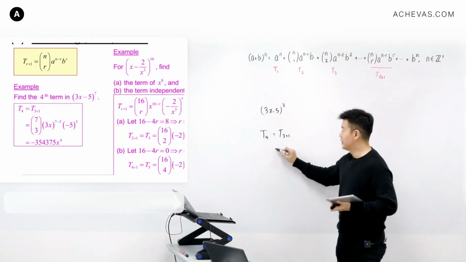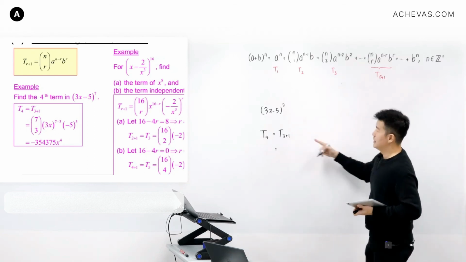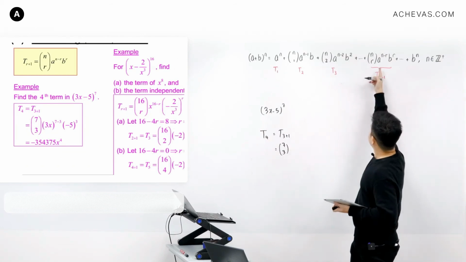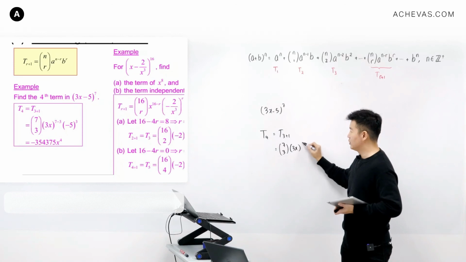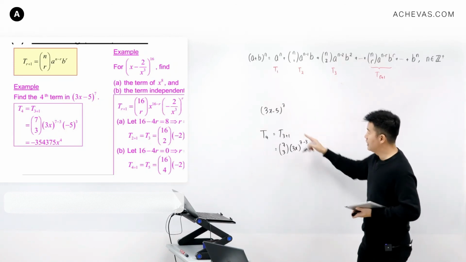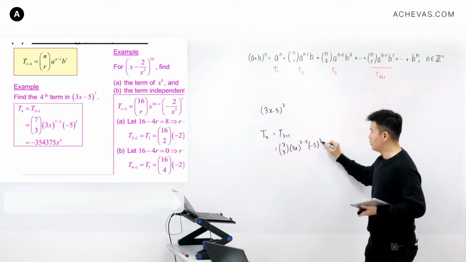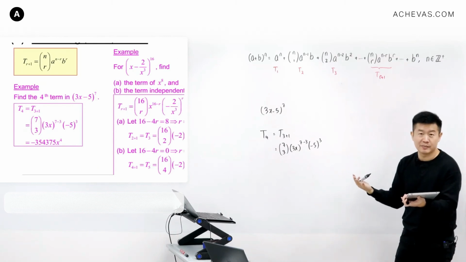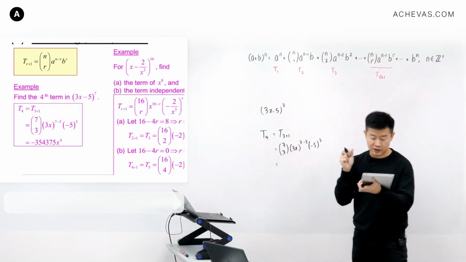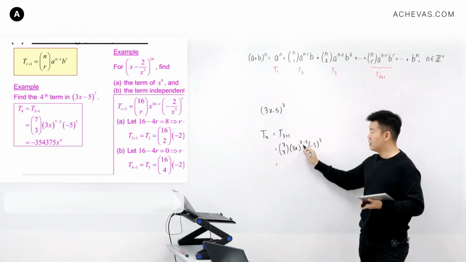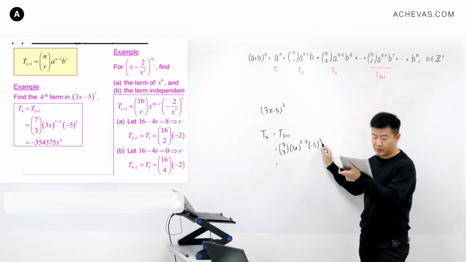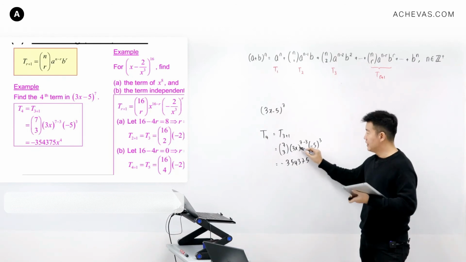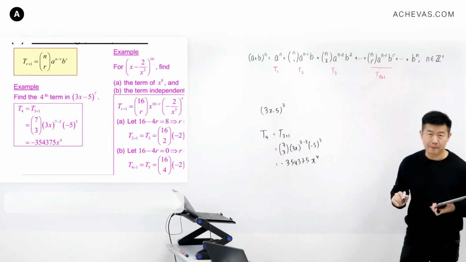TR plus 1 is going to be n, which is 7, choose R, which is 3. Then A, which is 3x here, to the power of n minus R. Then B, which is minus 5 to the power of R. So this immediately gives us the fourth term, T4. And this 7 choose 3, I'll just press it into the calculator, 3 to the power of 4, then multiply by minus 5 to the power of 3. That gives me a coefficient of minus 354,375, then we have x to the power of 4.